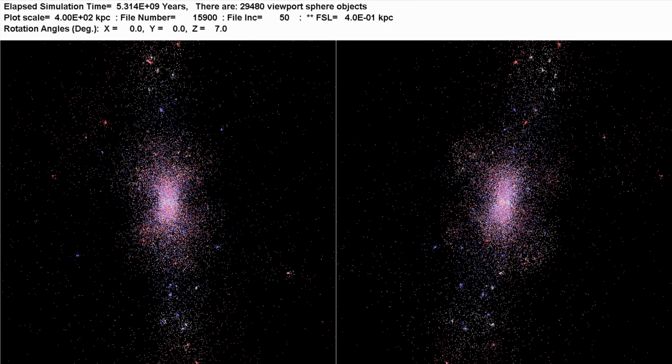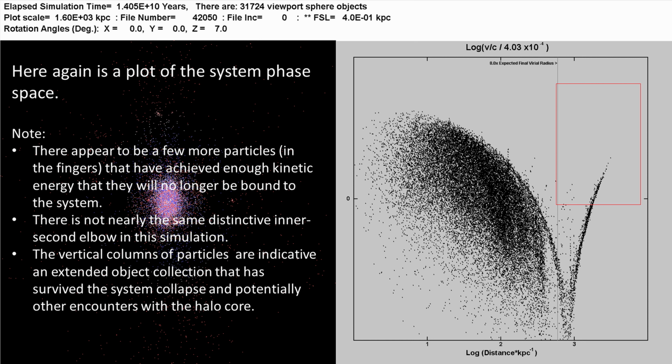This is the final distribution, zoomed out now to 3200 kiloparsecs edge to edge. Here is the phase space plot for this simulation. Again, its features are similar to what we saw in the previous simulation. Note that there seem to be more particles in the finger areas, implying that there will be more particles escaping from this system. Notice that there is no distinctive second elbow in this simulation, as there was in the first.